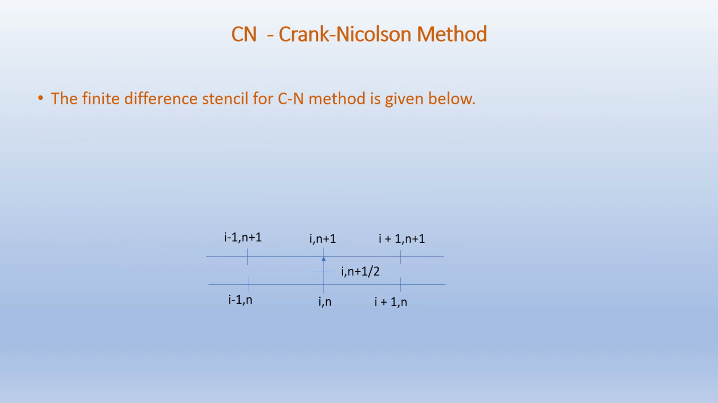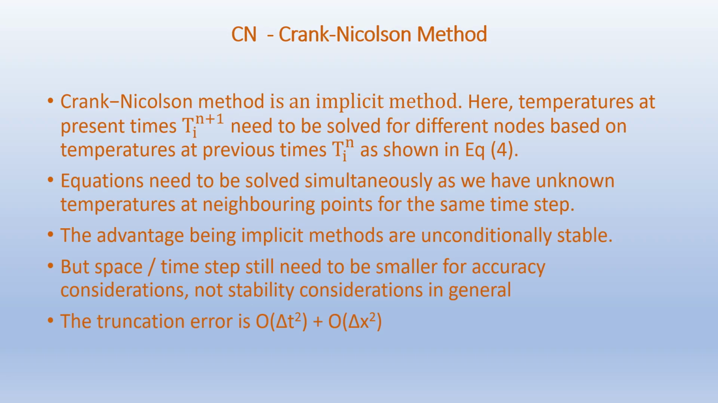The finite difference stencil for the CN method is shown here. So the Crank-Nicolson method is an implicit method. Here, temperatures at present times, T_i^(n+1), need to be solved for different nodes based on temperatures at previous times, T_i^n, as shown in equation 4. But the equations need to be solved simultaneously here, as we have unknown temperatures at neighboring points for the same time step. So this is an example of an implicit method.